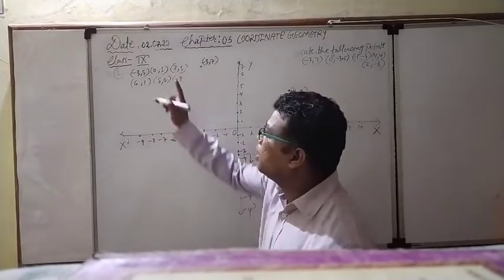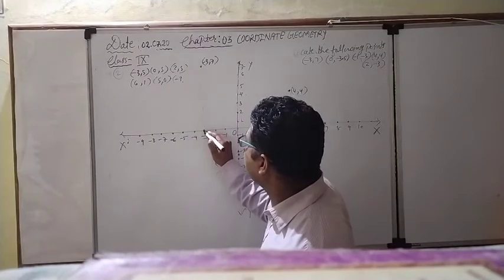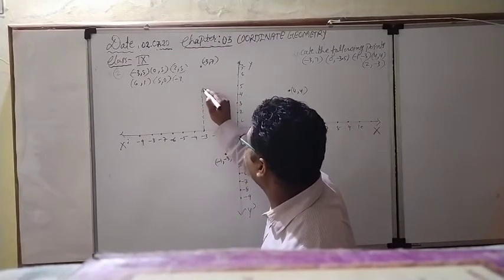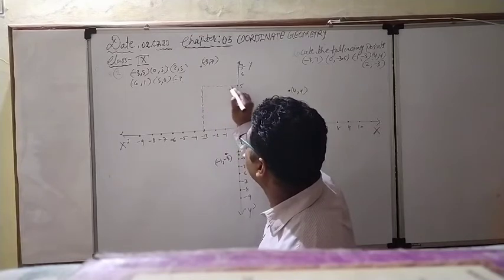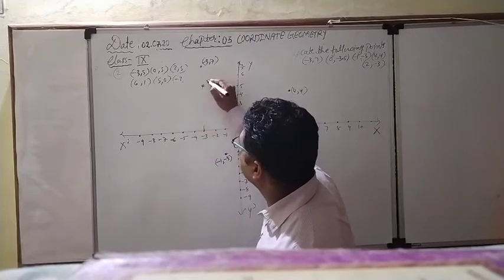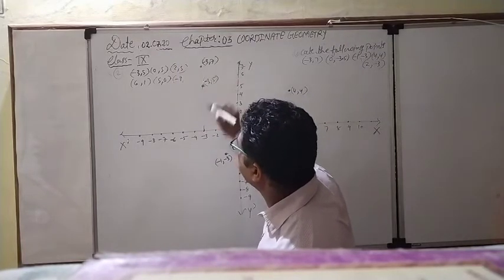Okay, x coordinate negative, y coordinate positive: minus 3 and 5. Search. This is the minus 3 and this is the 5. So again we have to make this particular dotted line. You can see this is the location of minus 3 and 5. That you can understand. Okay.